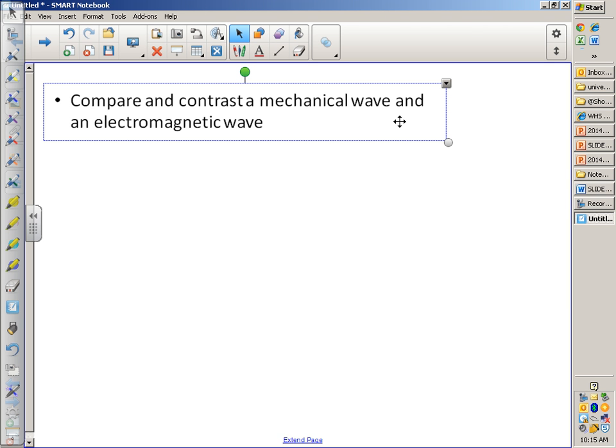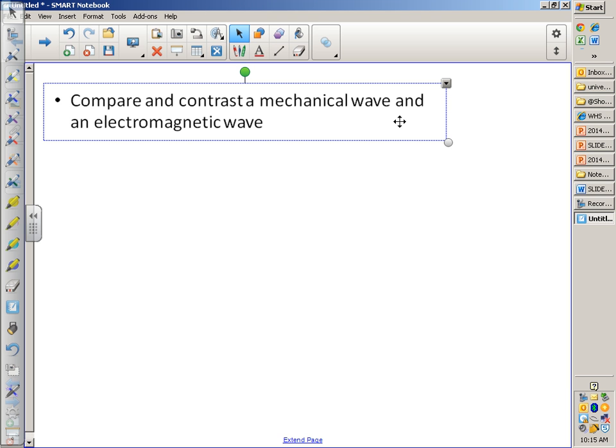One of the objectives that I wanted you to get out of today's lesson is to compare and contrast the mechanical wave and electromagnetic wave. We just did the comparison part. Mechanical waves and electromagnetic waves both do what? Well, they're created by work, but what do they do? Transfer energy, right? So that's the comparison part.